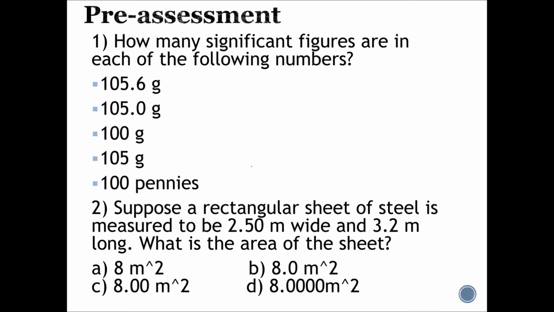Before we begin, let's see how much you know. Number one, how many significant figures are in each of the following numbers? Go ahead and give me a quantity for each of these 5. And for number 2, suppose a rectangular sheet of steel is measured to be 2.5 meters wide and 3.2 meters long. What is the area of the sheet? Take a guess, and you'll find out the answers in just a minute.